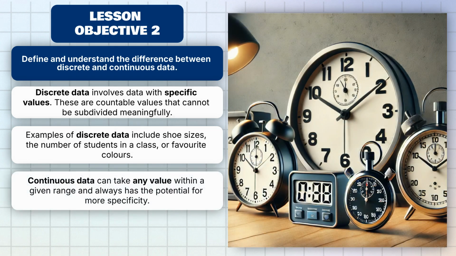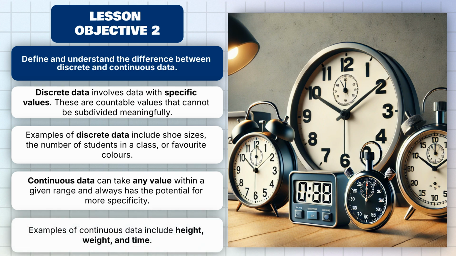On the other hand, continuous data can take any value within a given range and always has the potential for more specificity. Examples of continuous data include height, weight, and time. For instance, you can measure your height to the nearest centimeter, millimeter, and so on.